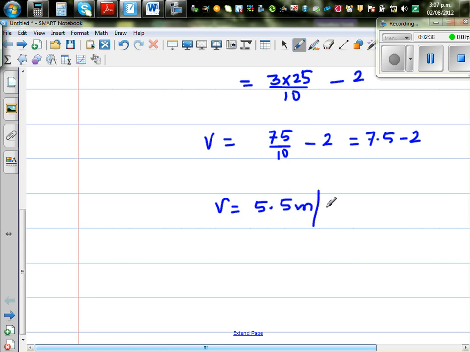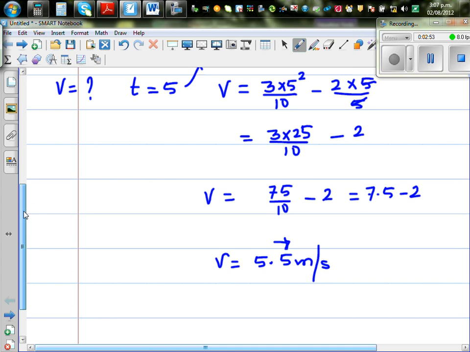So you can see velocity is 5.5 meters per second. It is going to the right. You can show the direction, it's not necessary. So here, this means it is going forward. So you can say it is going to the right. So after 5 seconds, or at the end of 5 seconds, it has a velocity of 5.5 meters per second.